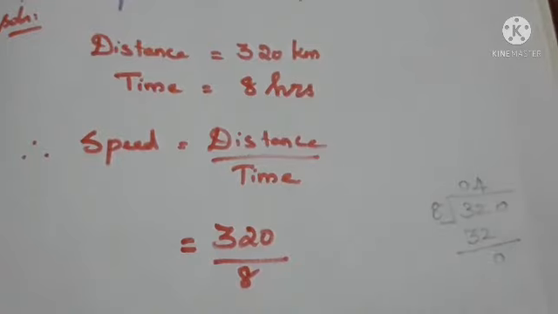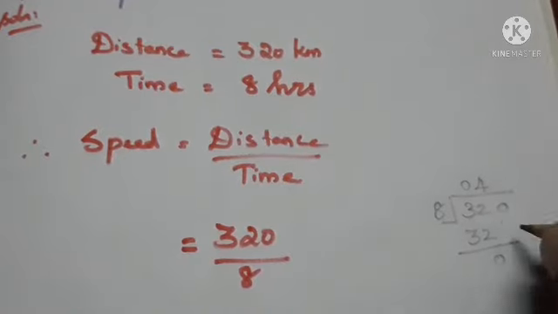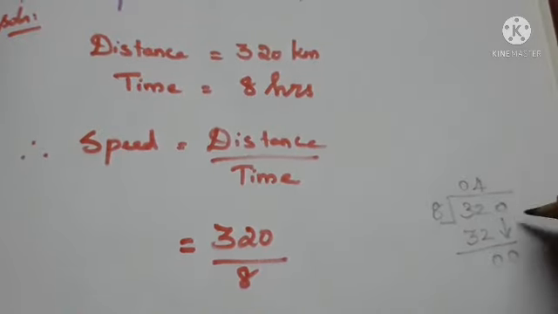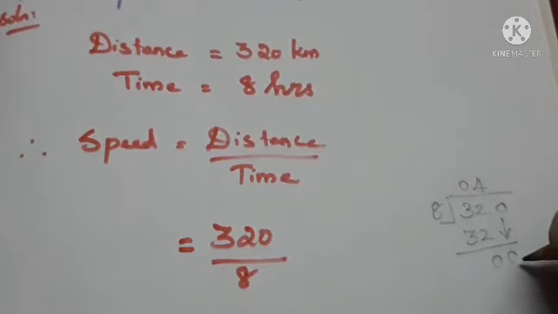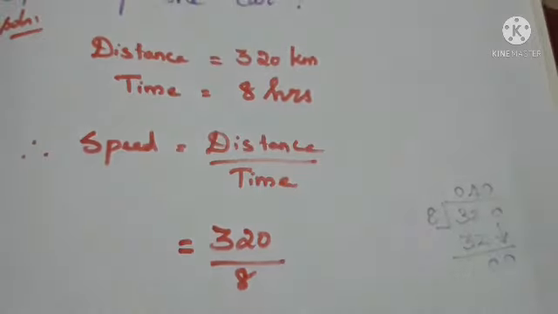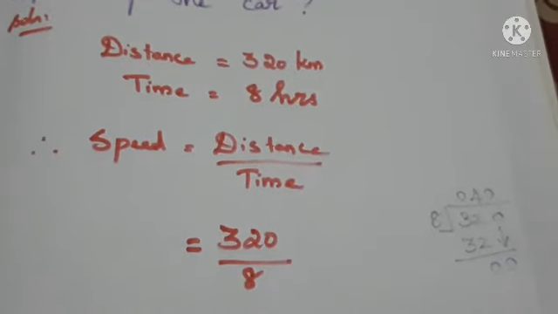Okay, so we got 0 as the balance. Now we have to bring down the next number. That means we have 0, we have to bring down the 0. Will 0 divide by 8? No, so we have to write 0 in the quotient.